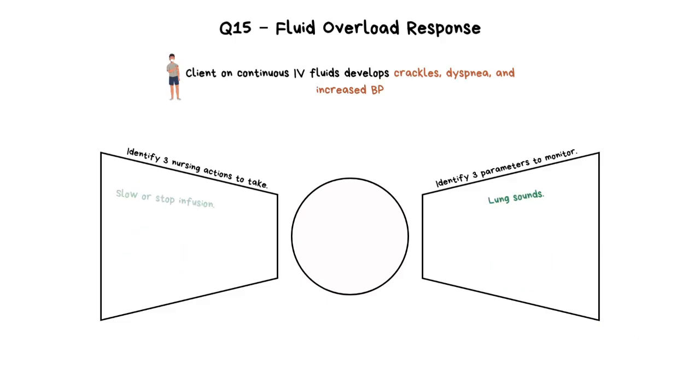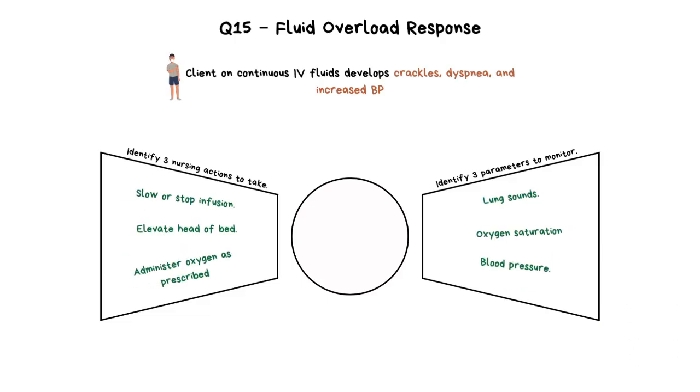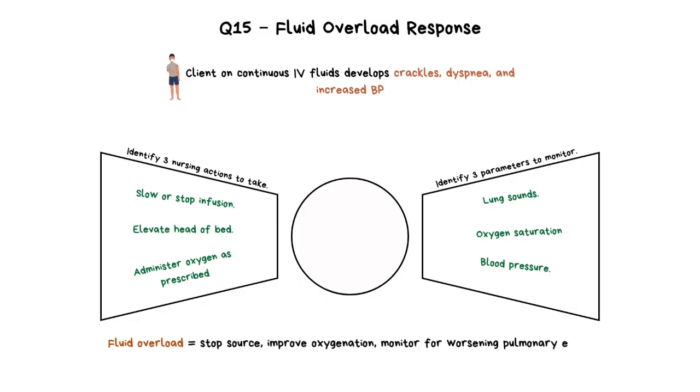The correct actions are slow or stop the infusion, elevate the head of the bed, and administer oxygen as prescribed. The correct parameters to monitor are lung sounds, oxygen saturation, and blood pressure. Rationale: fluid overload requires first stopping the source, then improving oxygenation, and monitoring for worsening pulmonary edema. Pedal pulses and urine-specific gravity are important in fluid balance overall, but they do not directly address acute overload.